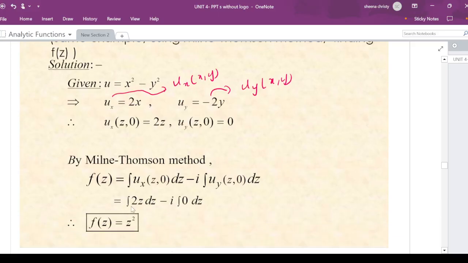Integral of 2z is what? z square by 2. So 2 z square by 2. 2 gets cancelled. You are having z square. You are having f of z equal to z square. Hence, we have found out the same answer. We have constructed an analytic function with the help of conjugate harmonic function and with the help of Milne-Thomson method.